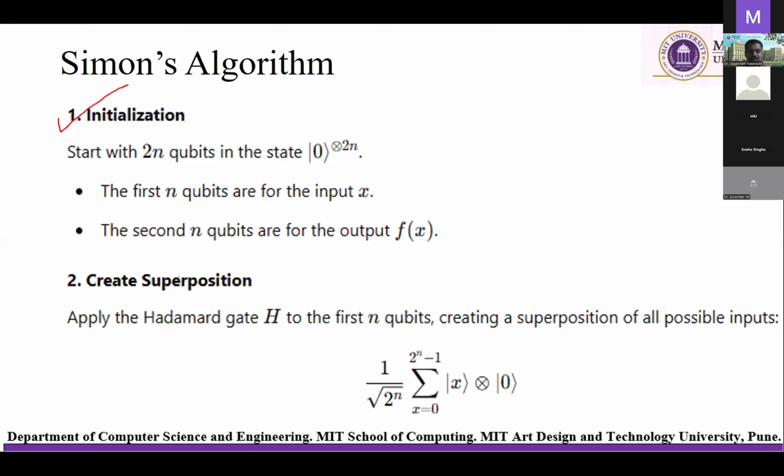The second step is to create the superposition. To create the superposition, as we have discussed, this is the formula: apply the Hadamard gate to the first n qubits. So 1 by square root of 2 raised to n, summation of x from 0 to 2 raised to n minus 1, |x⟩ XOR |0⟩.